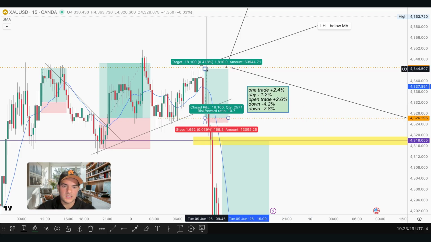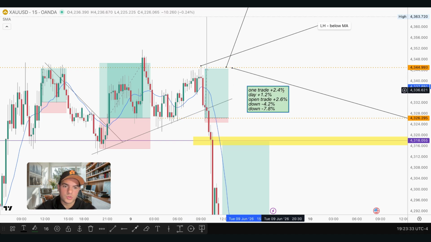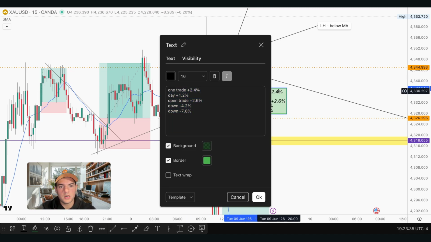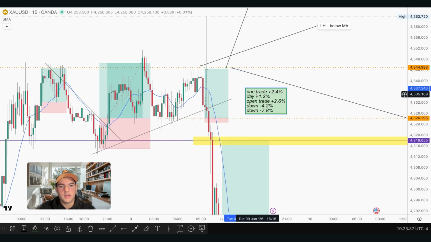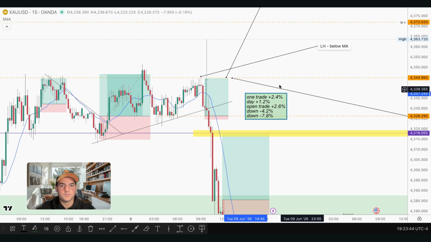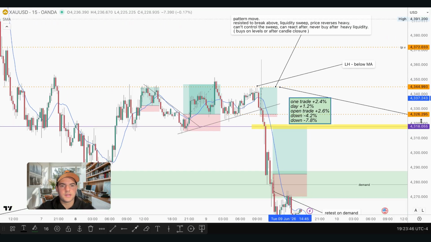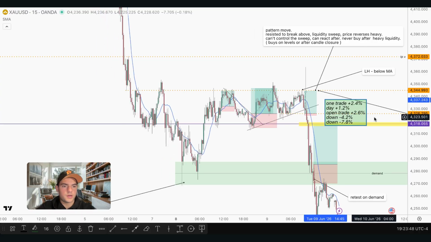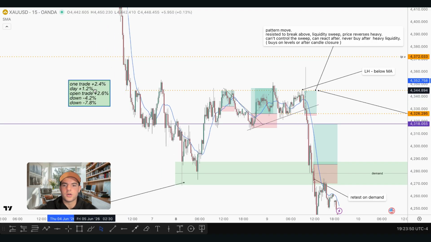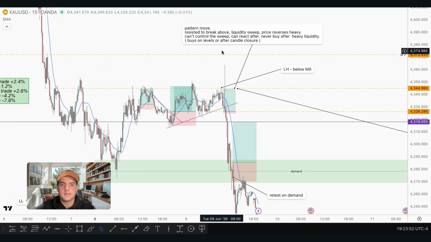This was exactly between 9:45 to 10. So this one trade made me up about 2.4, and on the day after that I was up about 1.2 overall. And so I started to look at the whole market and everything that was going on, right? And I'll explain this right here.